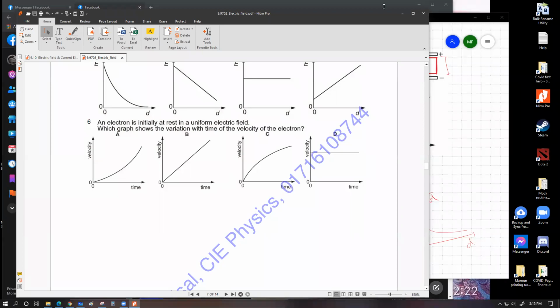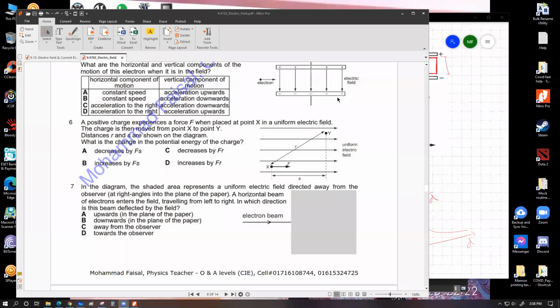In question number 6, it says that a positive charge experiences a force F when placed at point X in a uniform electric field. The charge is then moved from point X to point Y. Distances R and S are shown on the diagram. What is the change in potential energy of the charge? The potential energy change of the charge will be equal to the work done on the charge. And the work done equation is key.